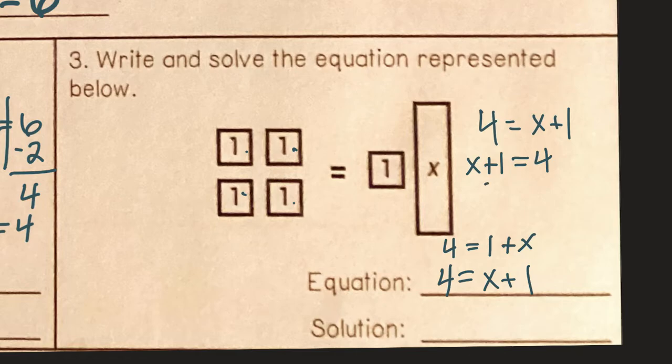So if I take 1 away on this side to make my x all by itself, I also have to take 1 away over here. 4 minus 1 equals 3, so therefore I know that x equals 3, and I know this to be true because 3 plus 1 equals 4.